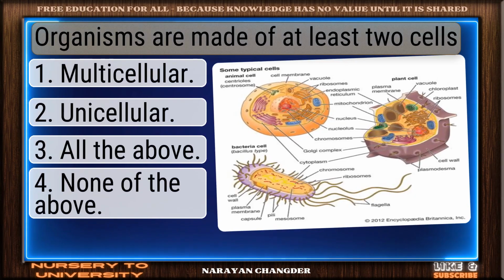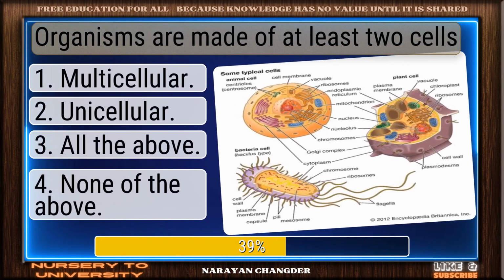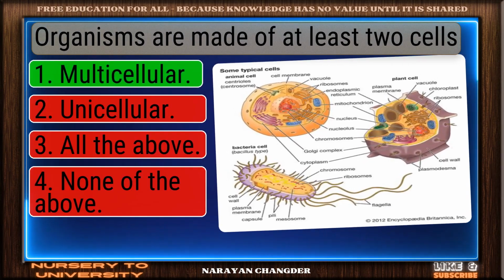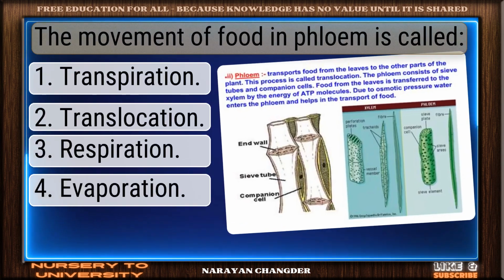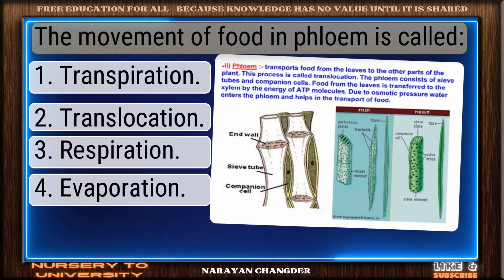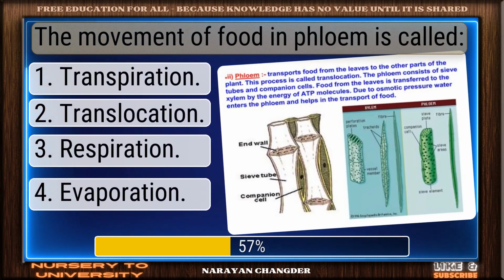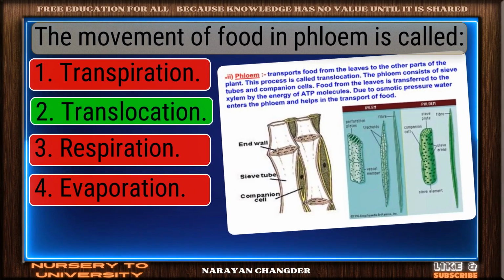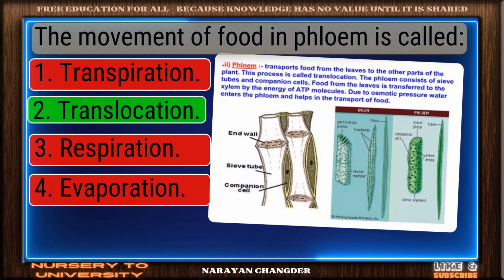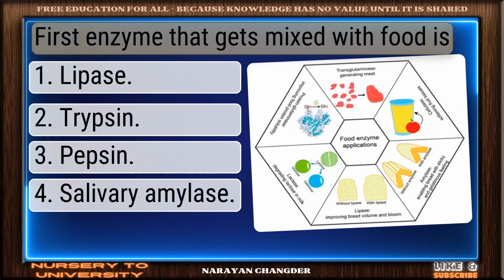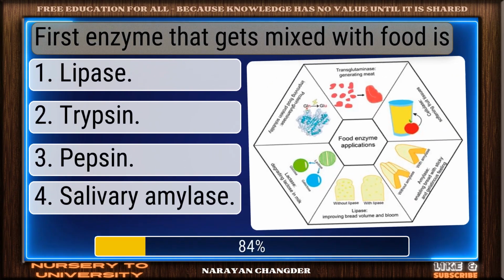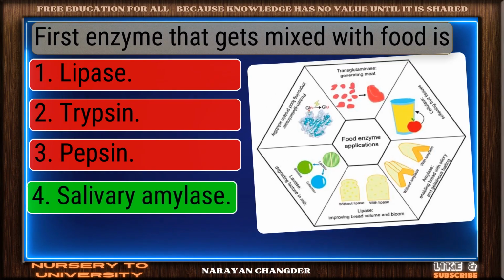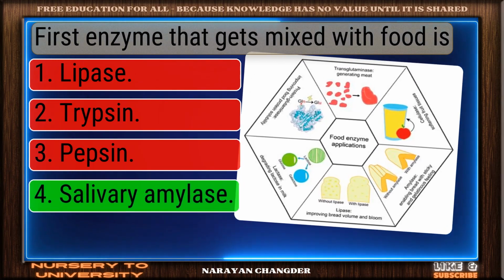Organisms made of at least 2 cells. Good job. Multicellular works well. The movement of food in phloem is called? Well reasoned. Translocation is correct. First enzyme that gets mixed with food is? Strong choice. Salivary amylase is right.